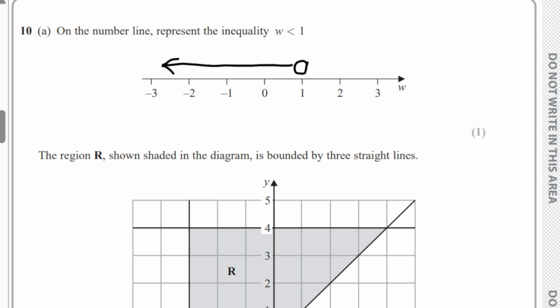Just for your information, if this was equal here, you should shade in this dot. And that's it. If it's not, then you don't need to shade it. And let's go to the second part.